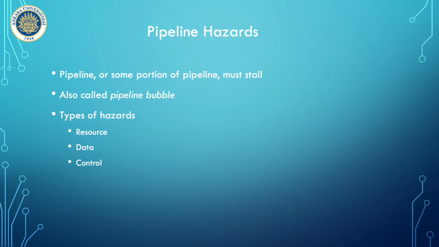Let's talk about pipeline hazards. Unfortunately, pipelining does not always work perfectly. A pipeline hazard occurs when the next instruction cannot start its execution in the next clock cycle. In other words, the smooth flow of instructions is interrupted. This can force the pipeline or part of it to stall, creating what is called a pipeline bubble.